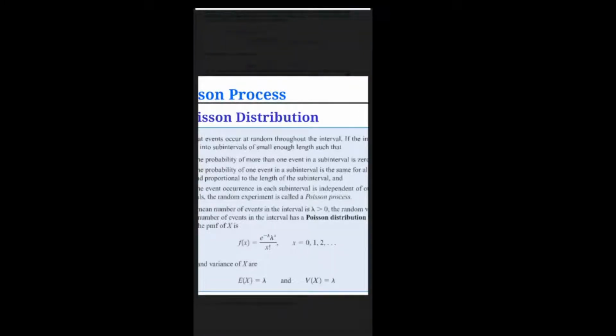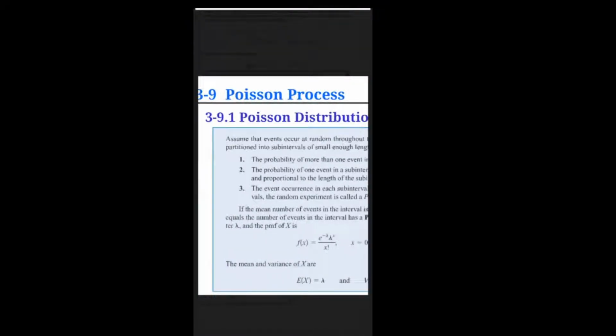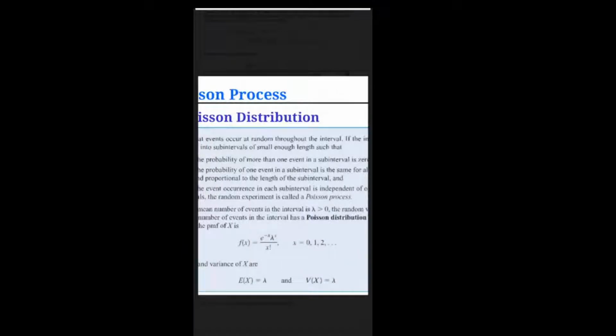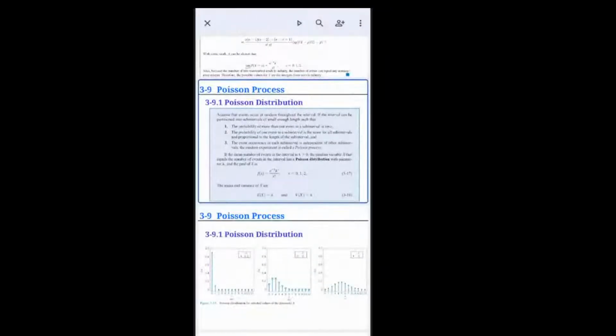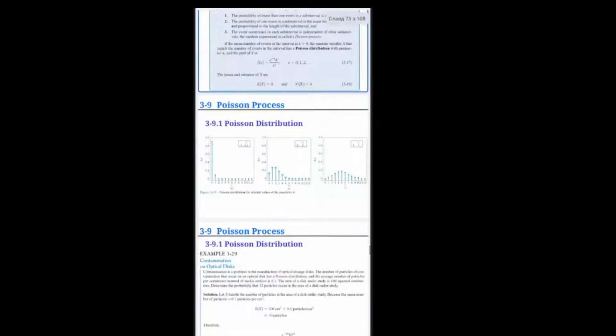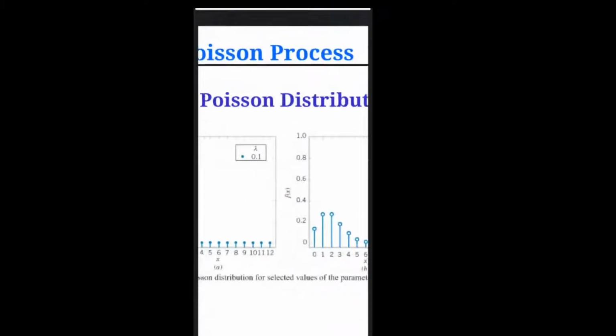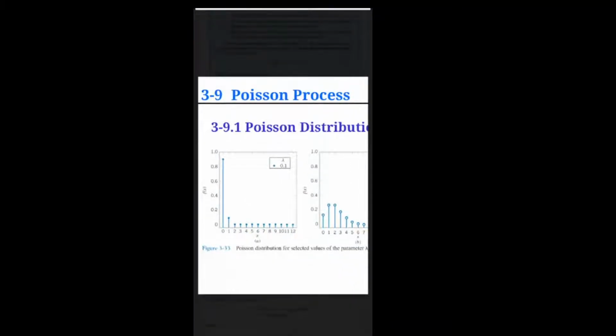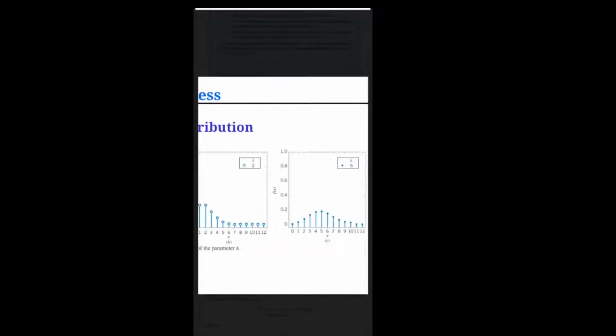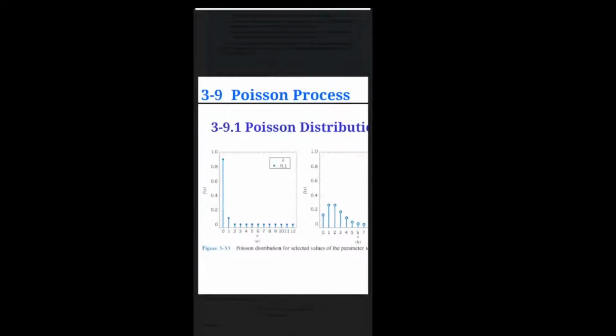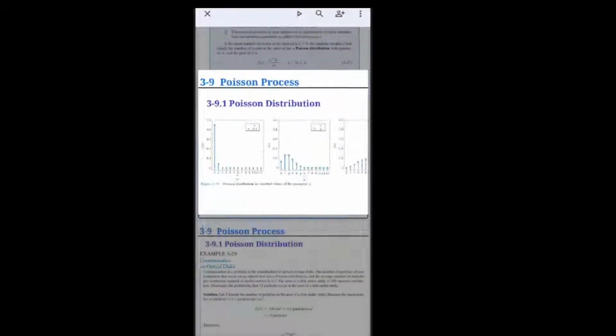probability mass function для Пуассонівського розподілу і середнє значення, expectation, математичне очікування, яке дорівнює лямбда, і дисперсія, яка дорівнює лямбда. Відповідно, ми бачимо зразки розподілів Пуассона в залежності від різних значень лямбда.